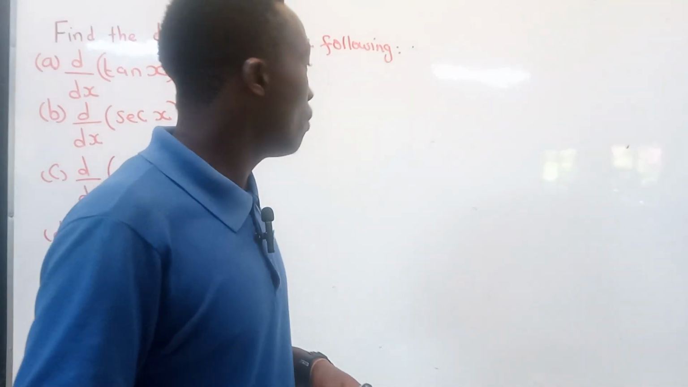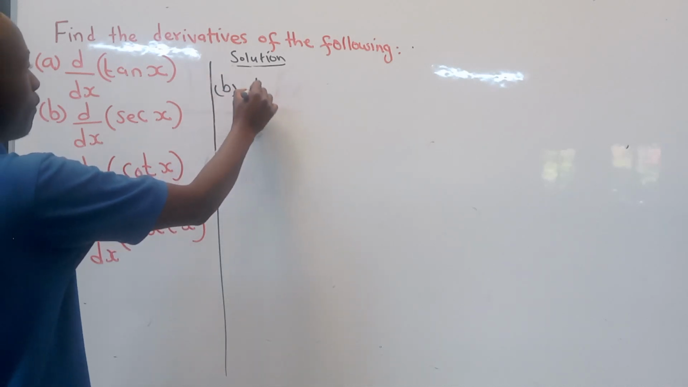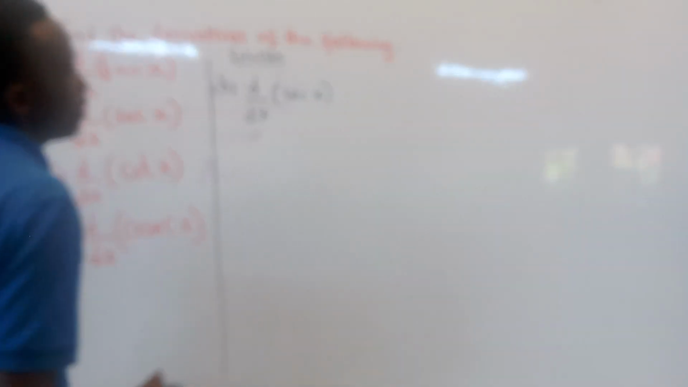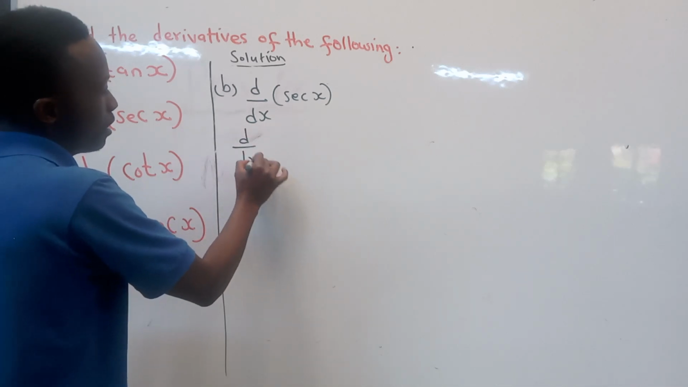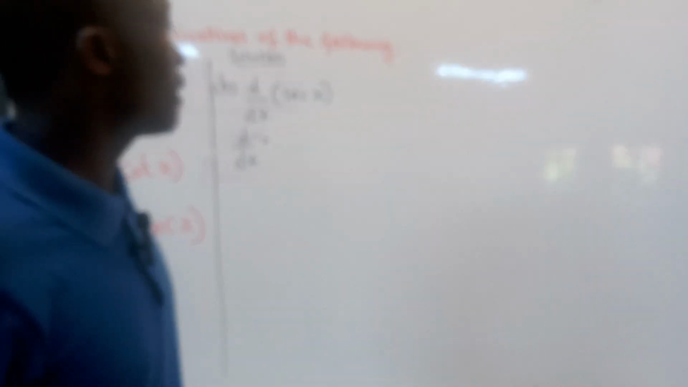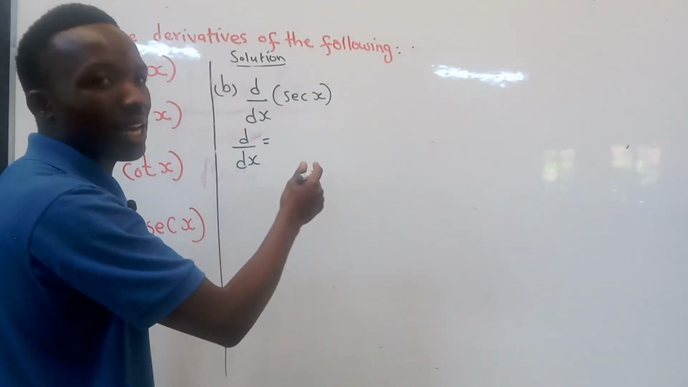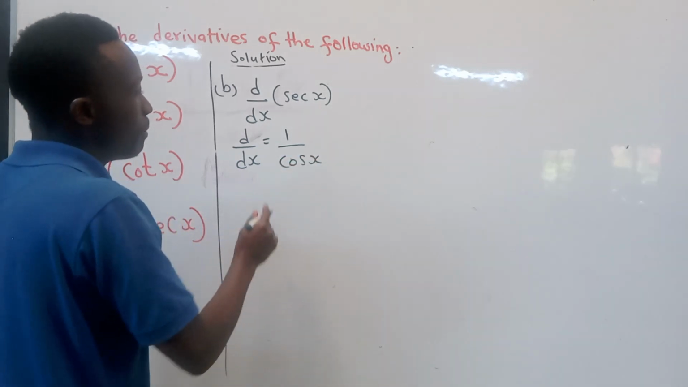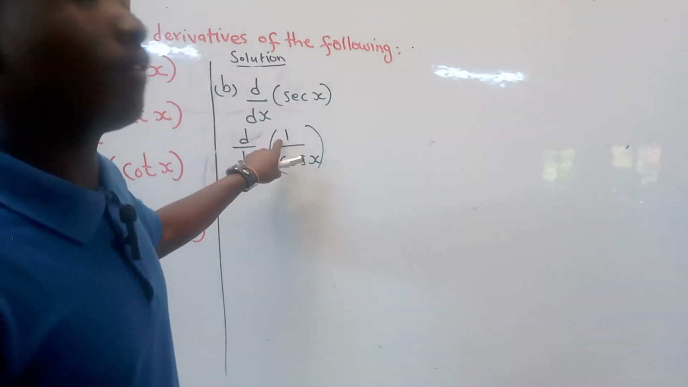So the second example, example B, we have d over dx of sec x. So this implies that d over dx is equal to secant. Secant is the inverse or the reciprocal of cosine. So this one is the same as saying 1 over cos x. So we are supposed to find the derivative of 1 over cos x.